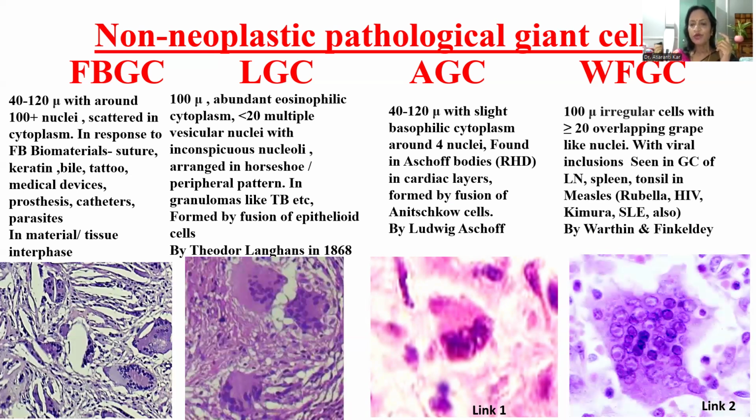Coming to another important giant cell known as the Warthin-Finkeldey giant cell. This was discovered by two scientists. So one is Warthin and one is Finkeldey. One is a German scientist and one is an American scientist.